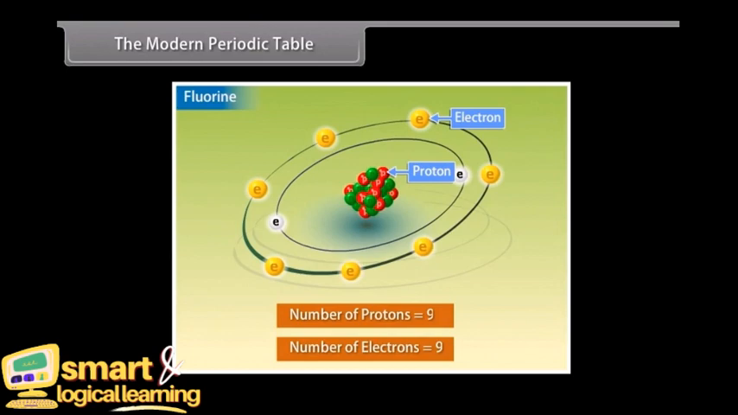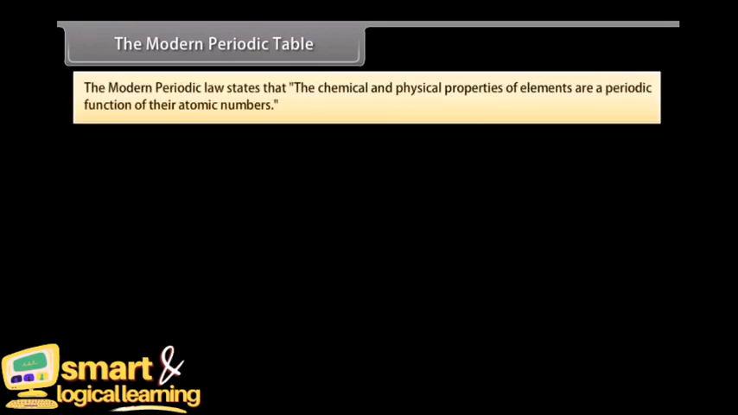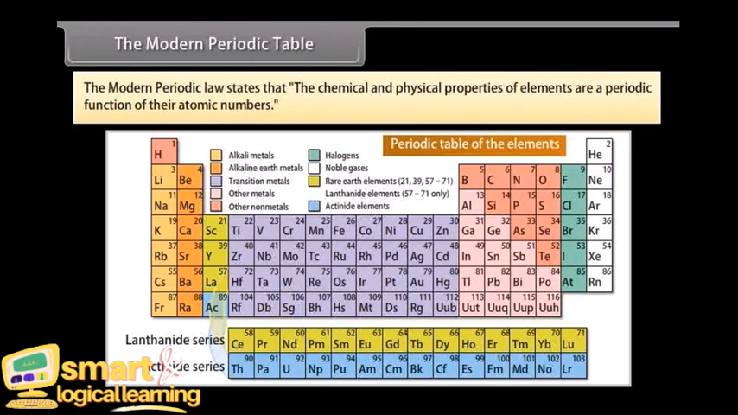This led to a change in the periodic law. The modern periodic law states that the chemical and physical properties of elements are a periodic function of their atomic numbers.